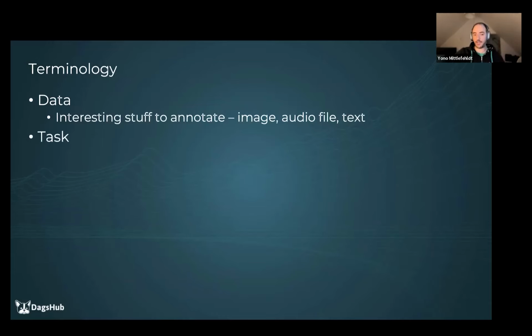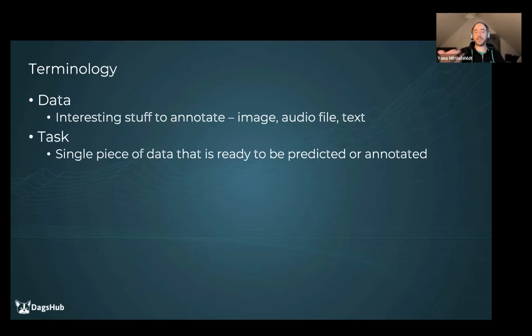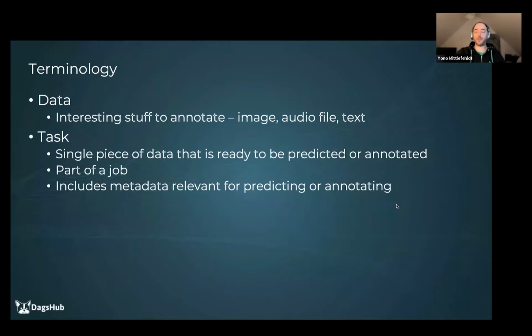And what's the difference between a task and data? Well, a task is a single piece of data that's ready to be predicted. It's part of an entire job. And most importantly, it includes metadata relevant for predicting or annotating. So it's got all the information you need to be able to correctly annotate the data. So the difference is subtle, but it's an important difference, especially when you start looking at say Label Studio's API and you're wondering, how do I upload data? Well, maybe you need to look at tasks instead, or vice versa.